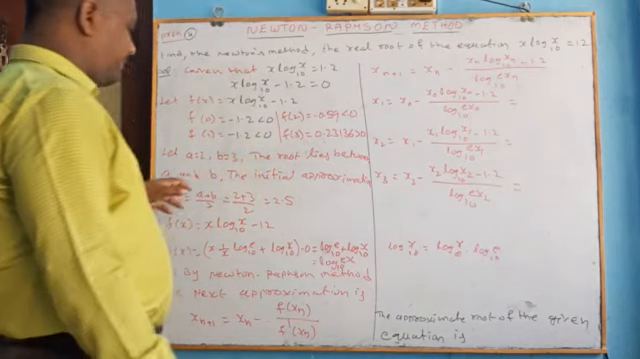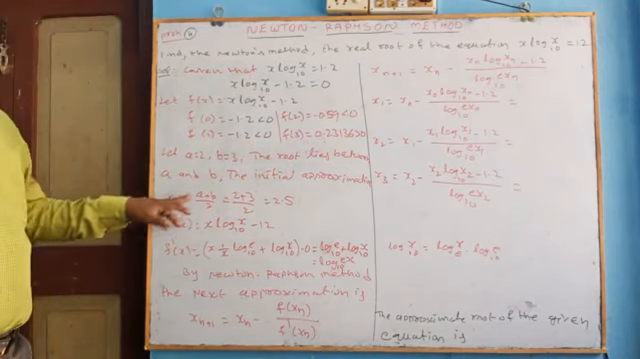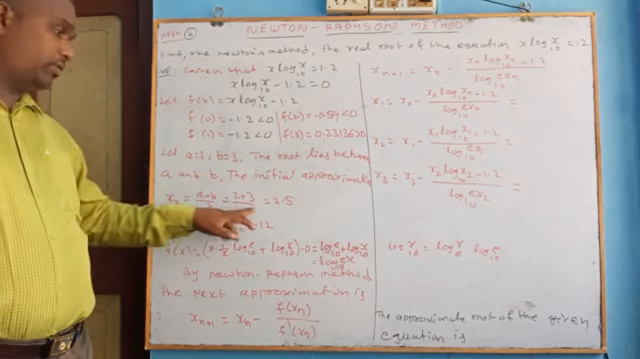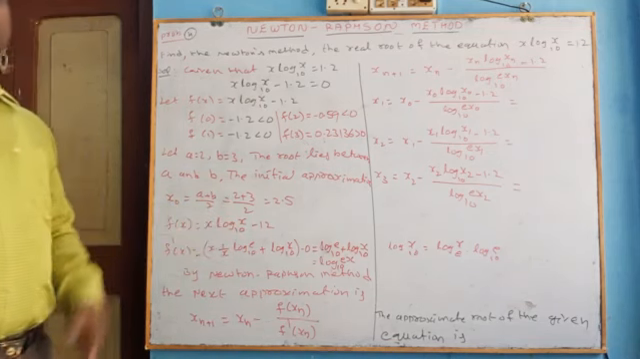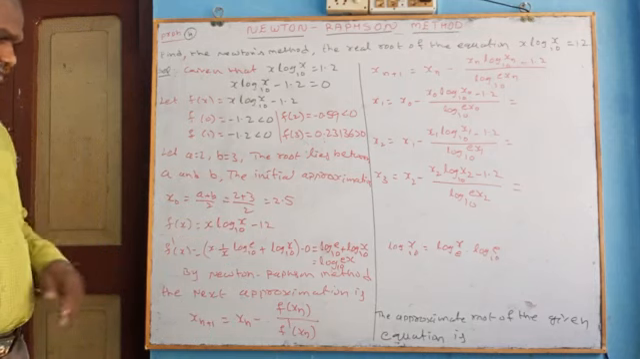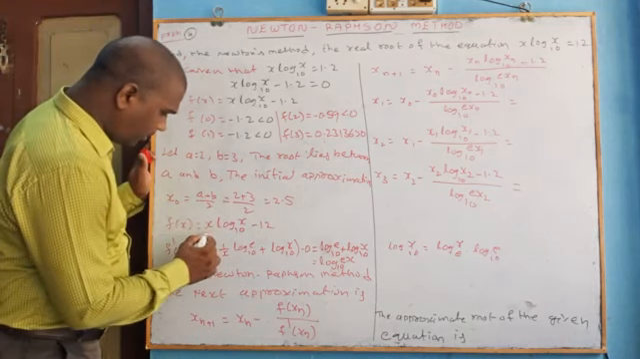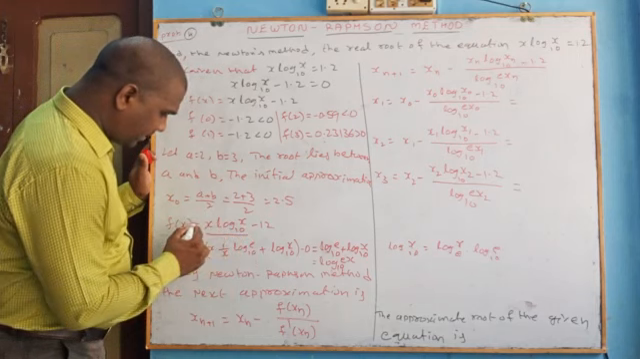The root lies between a and b. The initial approximation x naught is equal to (a plus b) by 2, that is (2 plus 3) by 2, which is 2.5. And f of x is equal to x log x base 10 minus 1.2. First we find f dash of x. This is in UV form, this is u and this is v.